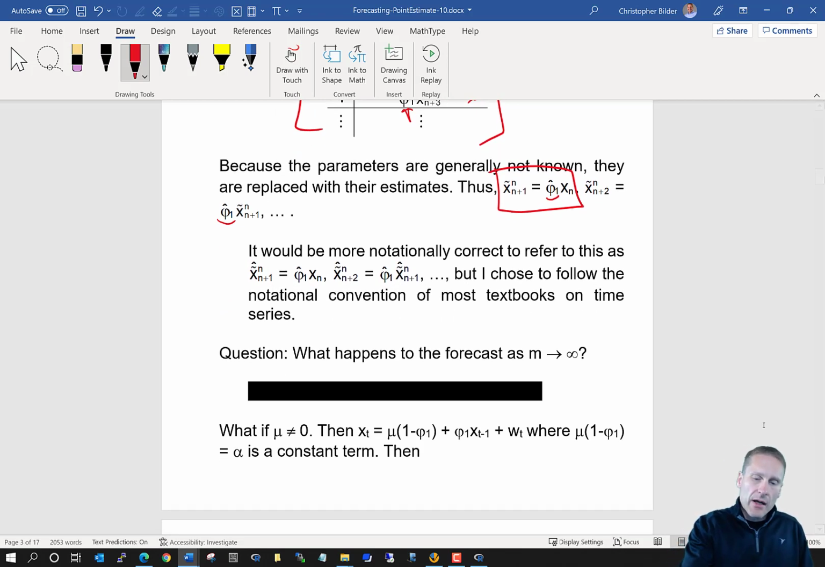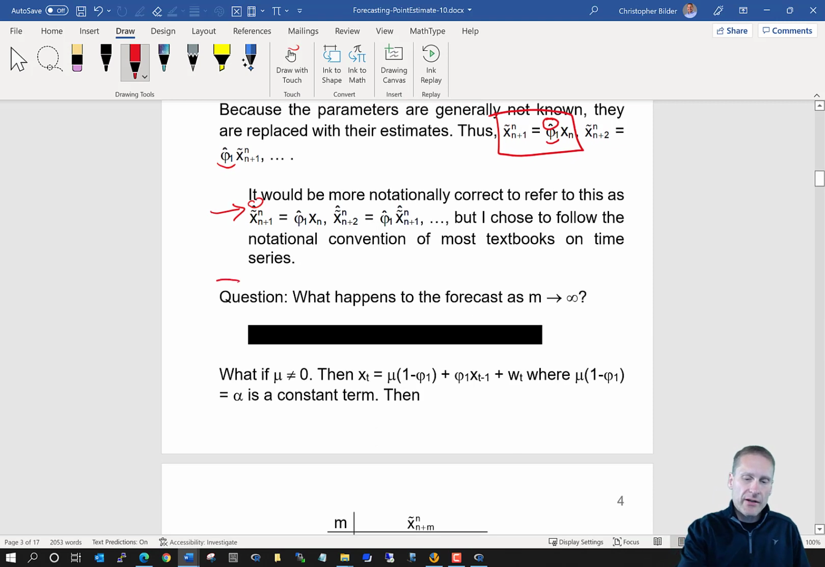What would have been better to do is that once I put a hat on top of the phi, I also put a hat on top of the tilde, which is already on top of the x. Most textbooks don't like to keep on adding different marks to the notation, and so I'm not going to go ahead and do that. It should be clear based upon the application. Do we want the true forecasted value, or do we want the estimated one?